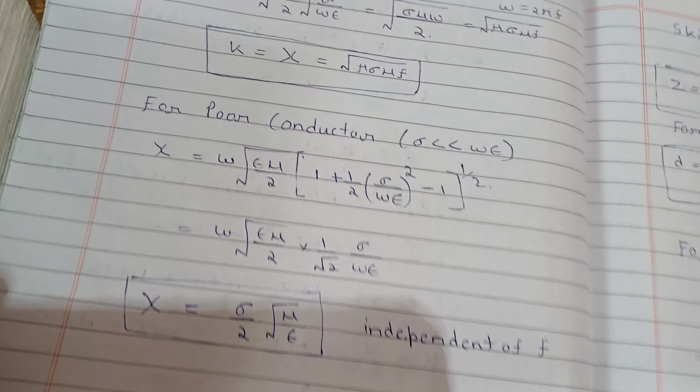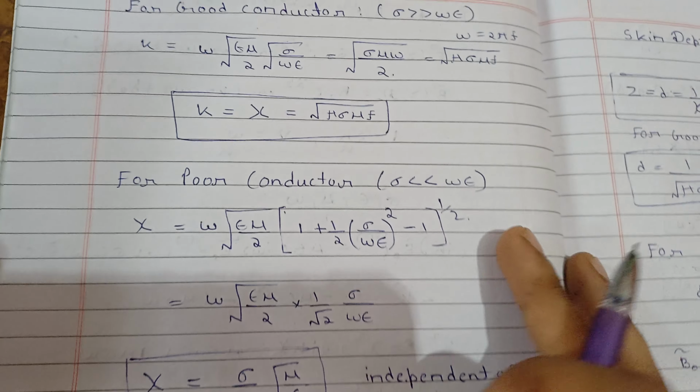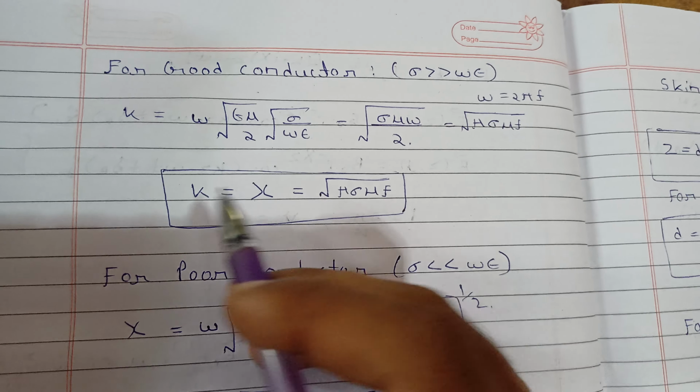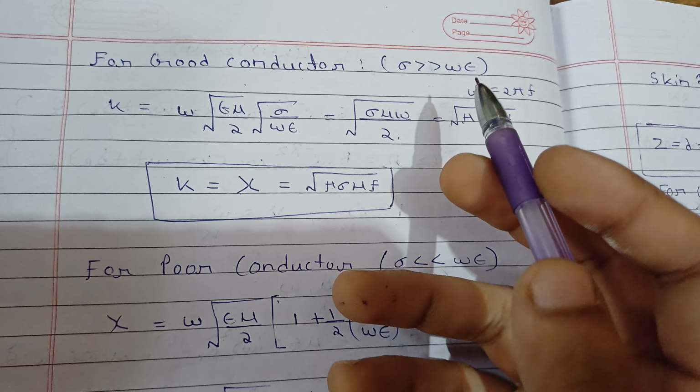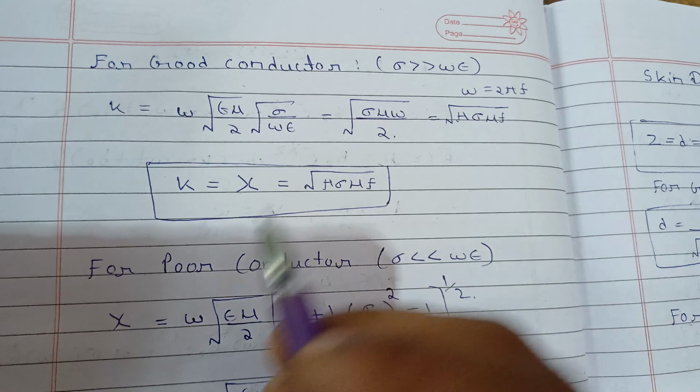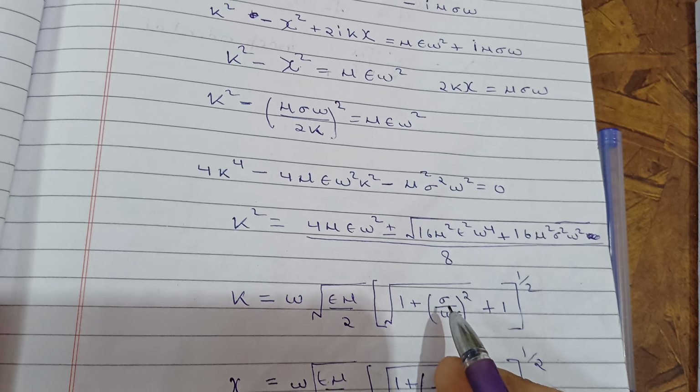Now let's discuss them in the good conductor and the bad conductor, how kappa and k change. So for the good conductor, sigma is much greater than omega epsilon. So we discuss this case. What we'll do here, sigma is much greater than omega epsilon.